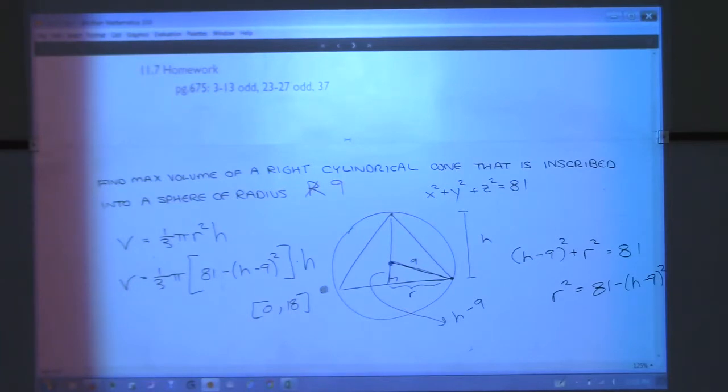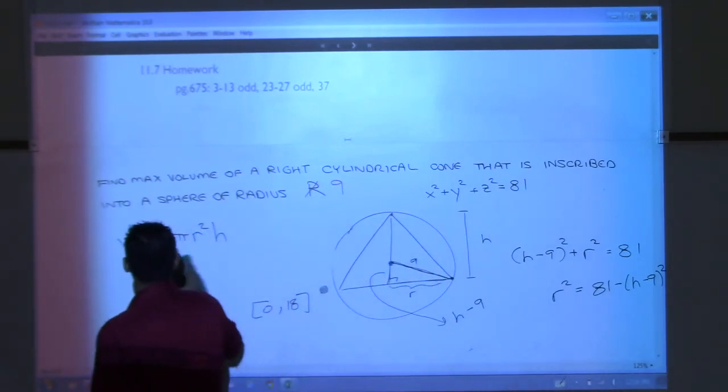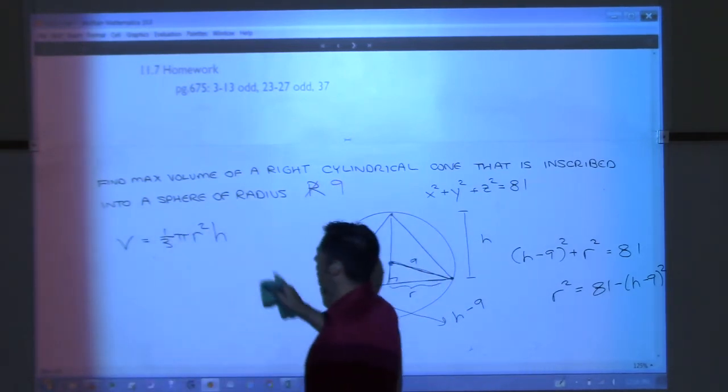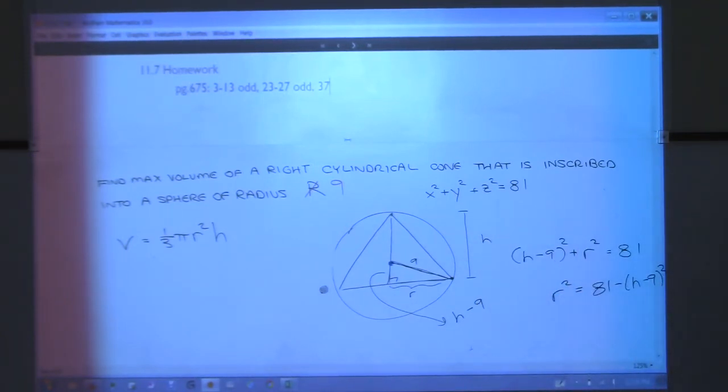But this is a different section. This is Cal 3, and we are able to find maximums and minimums of functions of two variables. The function we have is this right here. What we don't have is the restriction. What is the relationship between the R and H? So let's see if we can't come up with it.